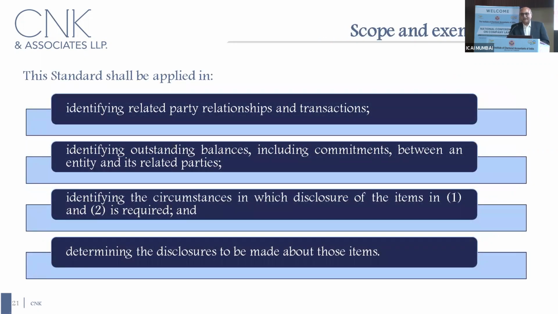So the standard is applied to identify related party relationships and transactions, identifying outstanding balances, including commitments, between an entity and its related parties, identifying circumstances in which disclosure of 1 and 2 is required, and determining the disclosures to be made about these items. When it comes to IND AS 24, or even the earlier approvals which you need under the Companies Act, even if you don't have a financial transaction, it may still get triggered or covered. For instance, you don't give a loan to someone, but you give a guarantee to a subsidiary for a loan taken by the subsidiary. That also is a related party transaction, which will need to be disclosed.